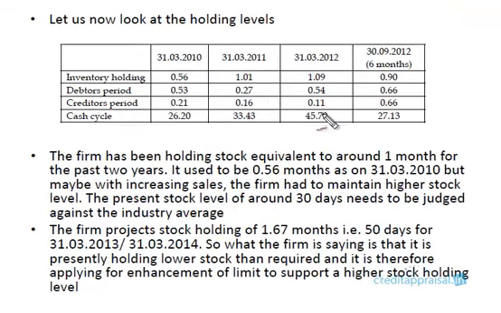Let us look at the holding levels. The inventory holding level is around the same level, around one month. A couple of years back it was around 15 days, half a month. But since then the company seems to be maintaining inventory of around 1 month. So since it is the latest year, 1 month is okay. I mean, trading of refrigerators, if you think about it, 1 month of stock is okay.